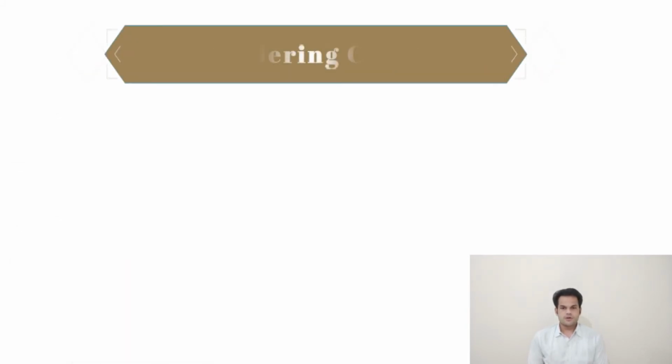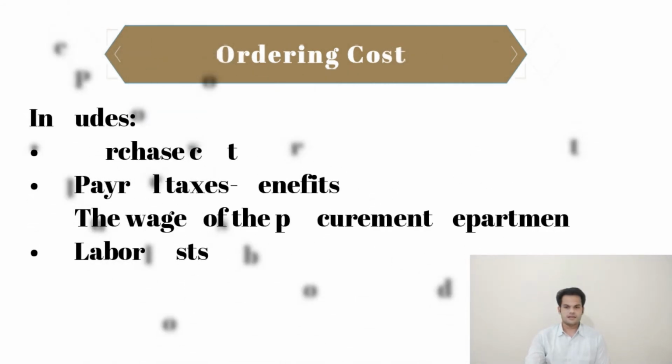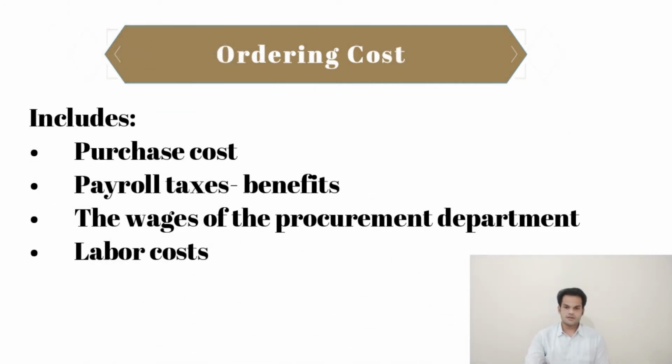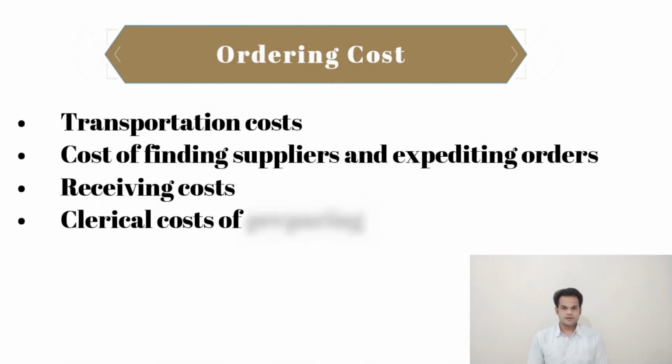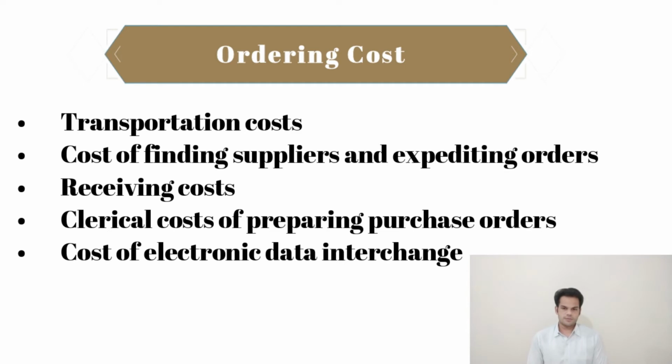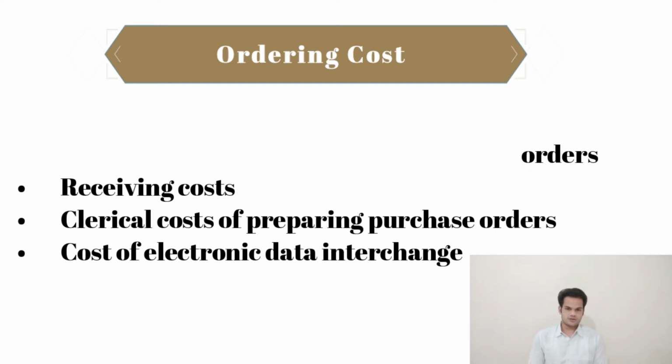Ordering cost. Ordering cost includes purchase cost, payroll tax benefits, and the wages of the procurement department, labor cost, etc. These costs are typically included within the number of the units manufactured or purchased in each period. These further include transportation cost, cost of finding suppliers, and expediting orders, receiving cost, clearance cost, preparation of purchase orders, and cost of electronic data interchange are some other types of ordering costs.